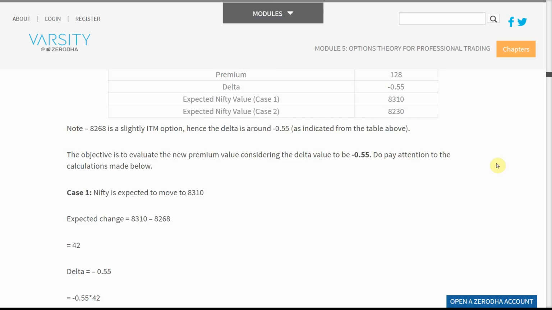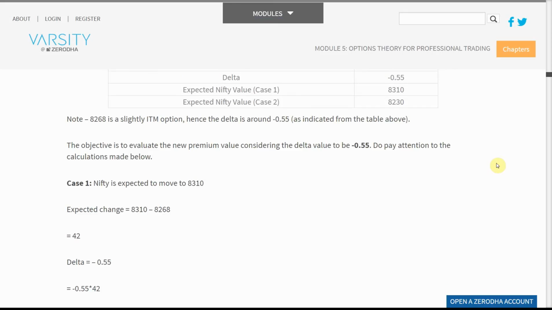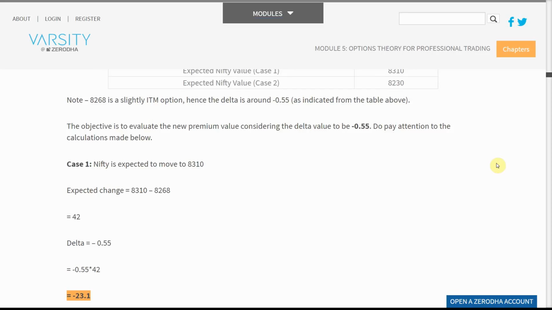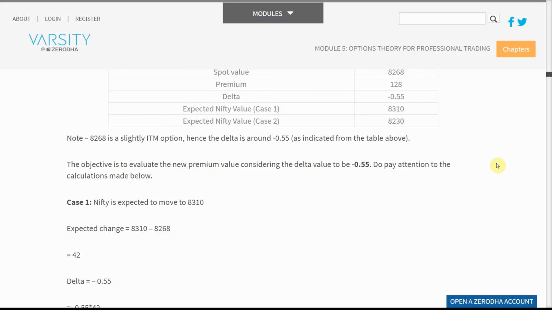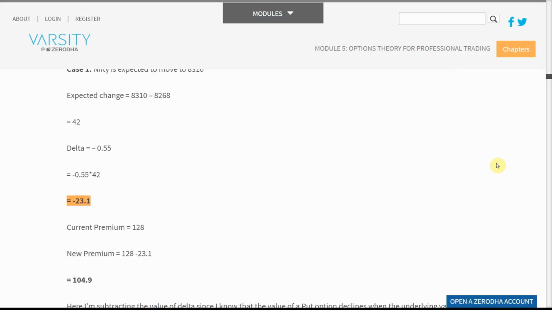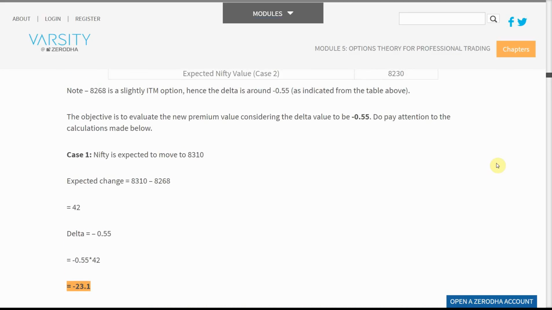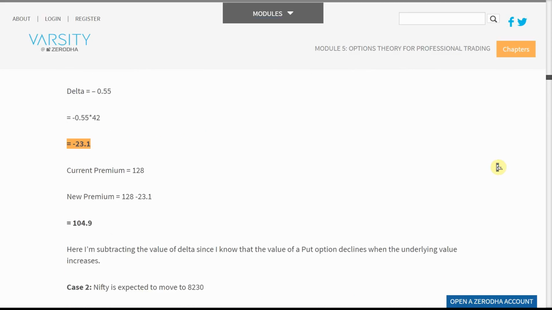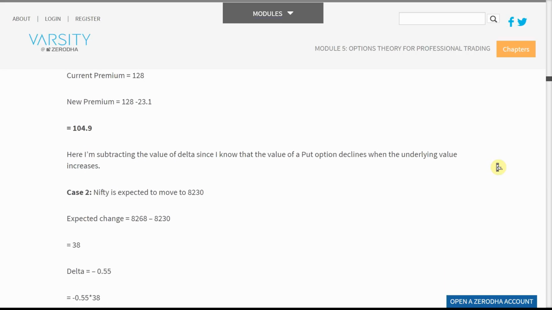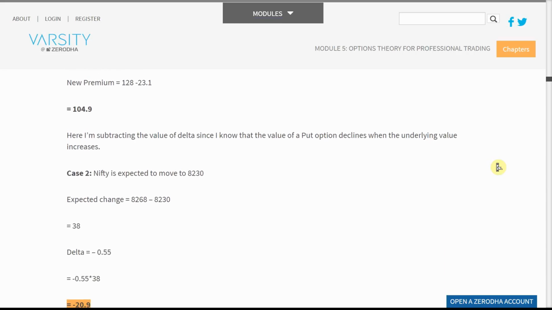Case 1. Nifty is expected to move to 8,310. Expected change equals 8310 minus 8268, equals 42. Delta equals minus 0.55. So the change equals minus 0.55 asterisk 42, equals minus 23.1. Current premium equals 128. New premium equals 128 minus 23.1, equals 104.9. Here I'm subtracting the value of delta since I know that the value of a put option declines when the underlying value increases.